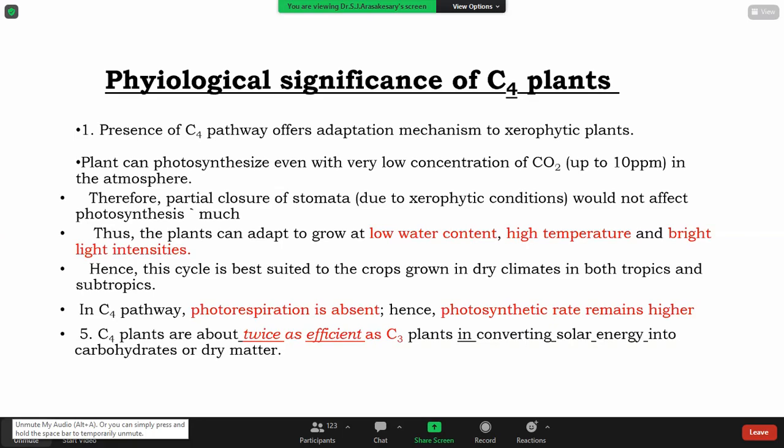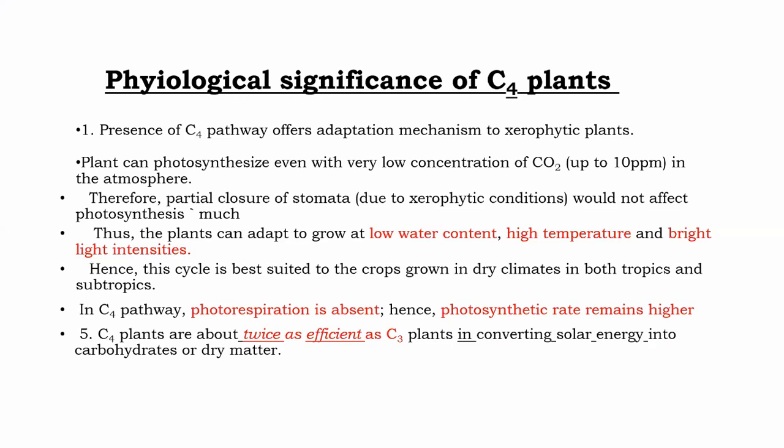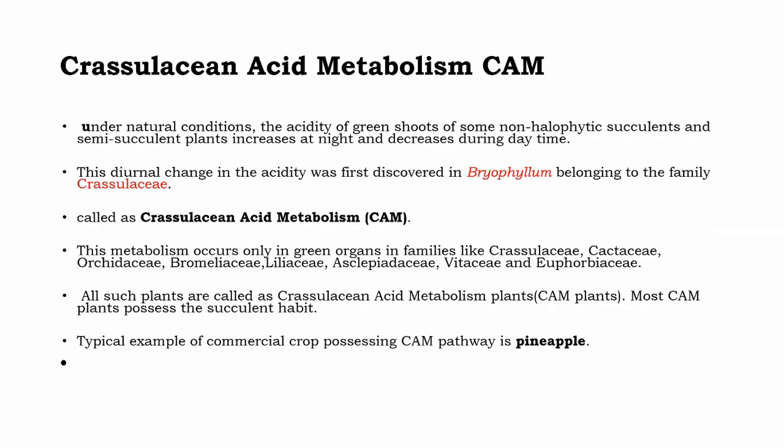Okay, so now I will come. In the presence of low water content, high temperature, bright light, whatever it is in the xerophytic plants, they have the C4 pathway. Therefore, it can perform efficient photosynthesis, comparatively twice the amount of C3 plants. Understood? I will go to the next significance.